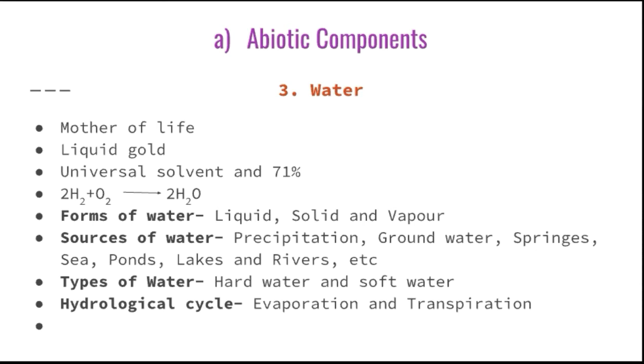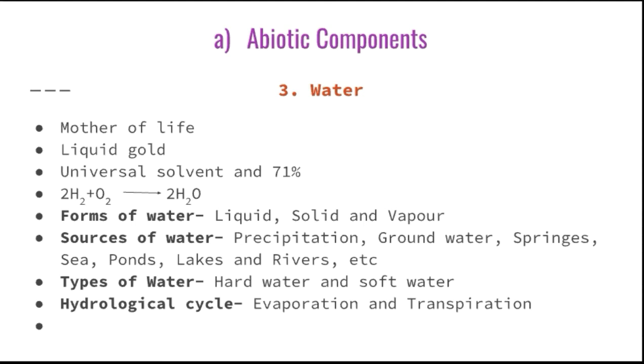Are there any forms of water? Yes, there are three forms of water we have seen: the liquid state, solid state, and vapor state. In the liquid state, it exists in two forms, namely seawater and freshwater. Freshwater may be present on the surface of the earth as surface water in ponds, lakes, rivers, etc., or under the earth surface as groundwater. That is the liquid state.